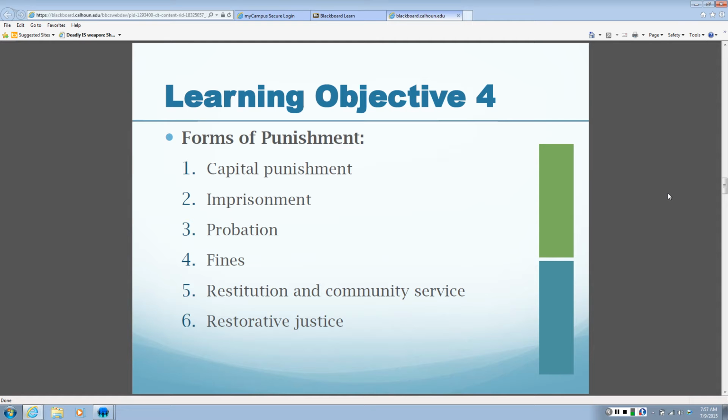So let's say you get arrested, you get convicted of something, and you get a 10-year prison sentence.